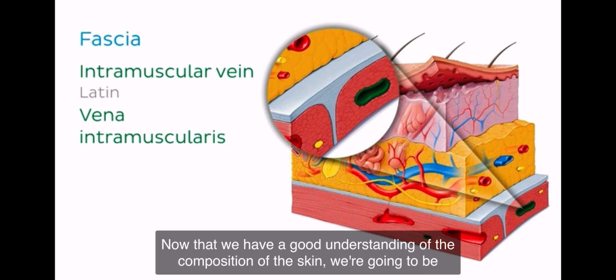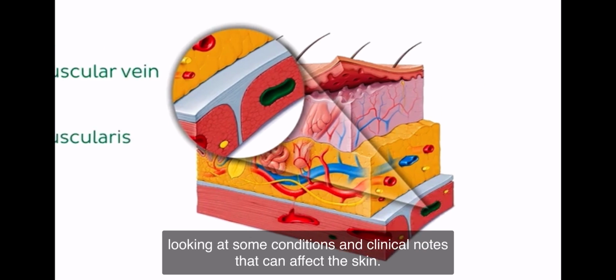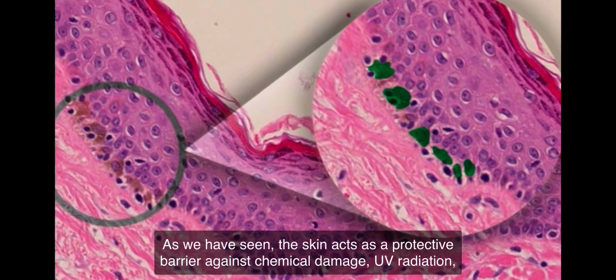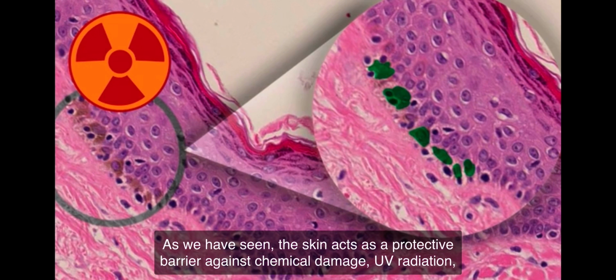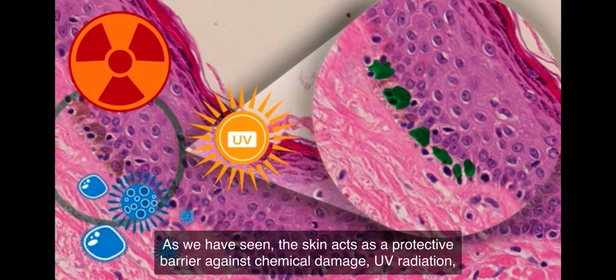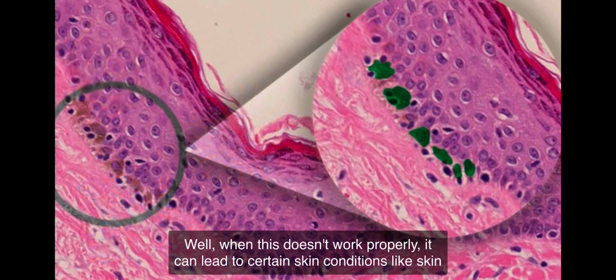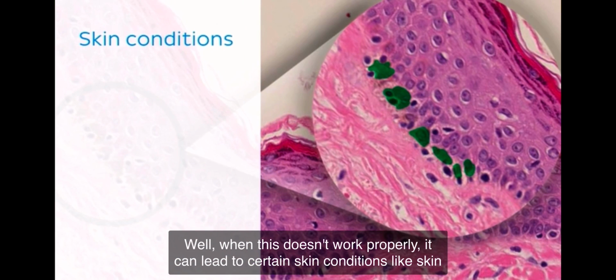Now that we have a good understanding of the composition of the skin, we're going to be looking at some conditions, some clinical notes that can affect the skin. As we have seen, the skin acts as a protective barrier against chemical damage, UV radiation, and pathogens. Well, when this doesn't work properly, it can lead to certain skin conditions like skin cancer.